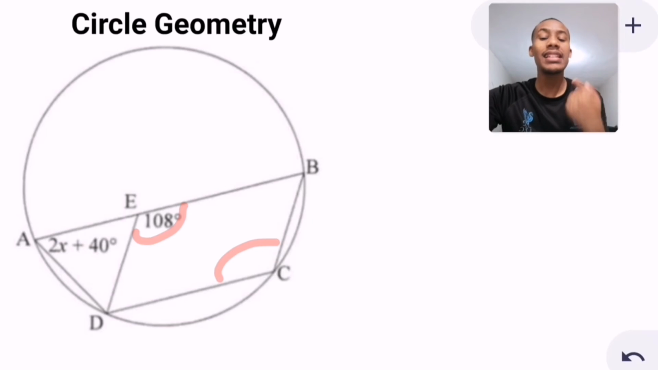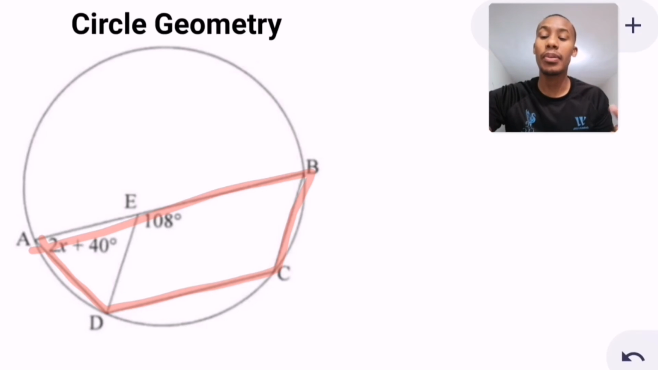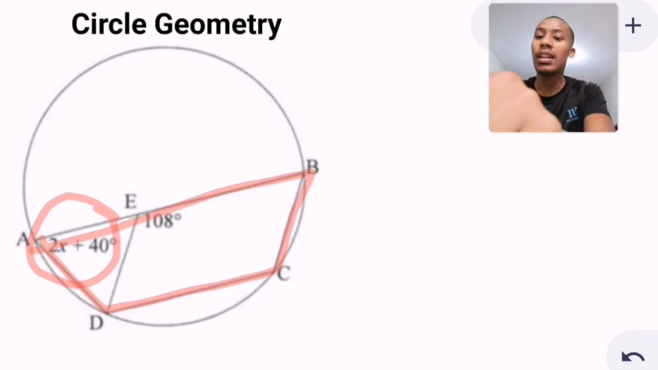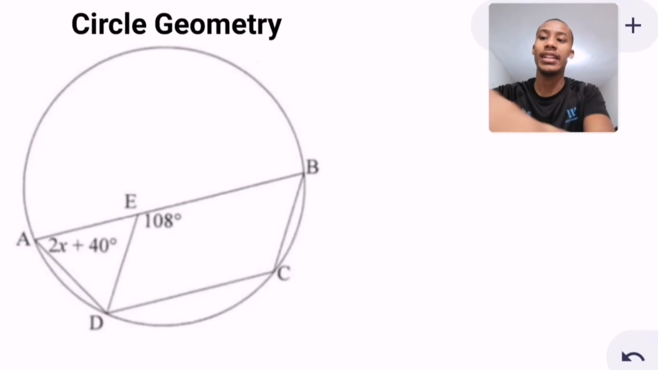Okay, but there's another property about opposite angles of a cyclic quad, and it says that opposite angles of a cyclic quad, they should add up to 180 degrees. So notice the opposite sides of a parallelogram are equal, but the opposite angles of a cyclic quad add up to 180 degrees. So this angle A plus angle C, which we said was 108 degrees, they should add up to 180 degrees.